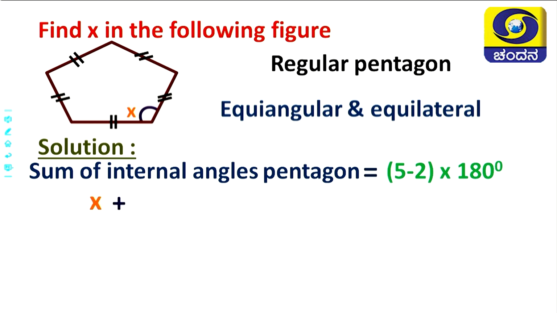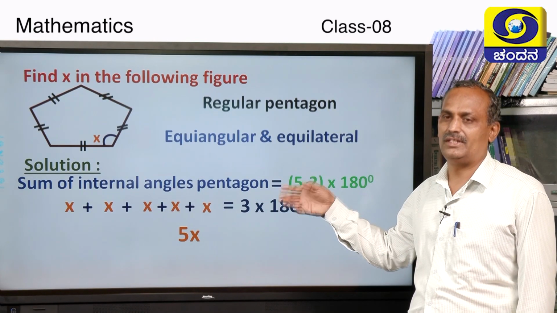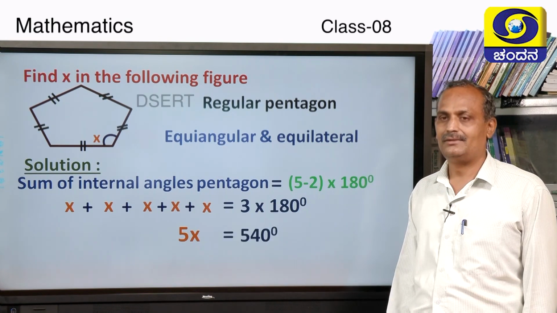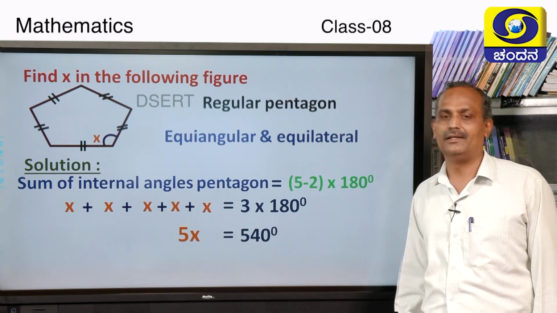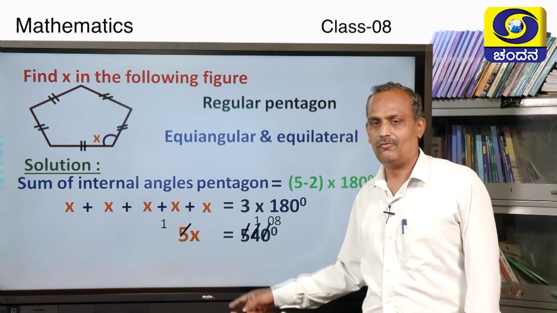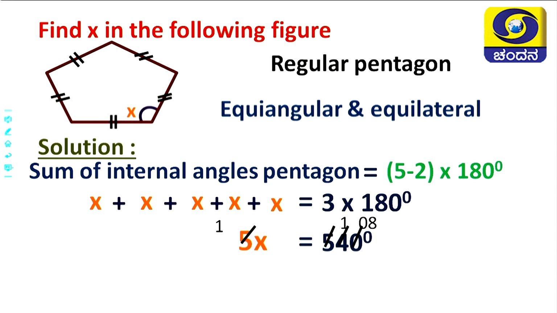How many angles are there? x, x, x. Five times we have to add x, because there are 5 internal angles here, equal to (5 minus 2), which is 3, into 180 degrees. x plus x plus x plus x plus x, 5 times, is nothing but 5x, equal to 3 times 180 degrees. 3 times 180 degrees: 18 threes are 54, so it is 540 degrees. Let us divide by 5. 5 ones are 5, let us cancel it. 5 eights are 40. Therefore, x is 108 degrees.